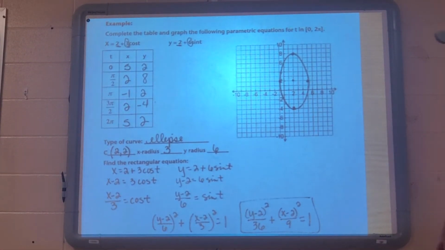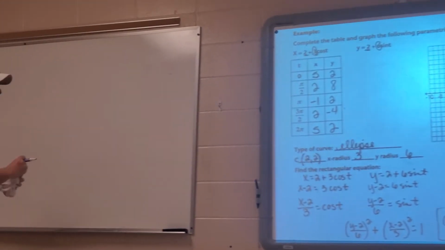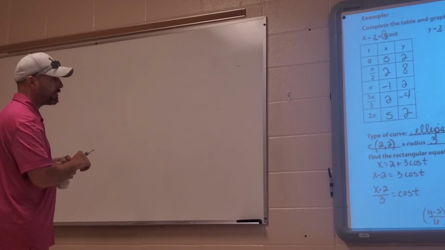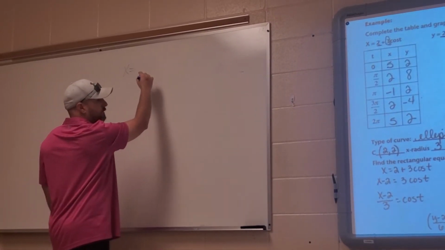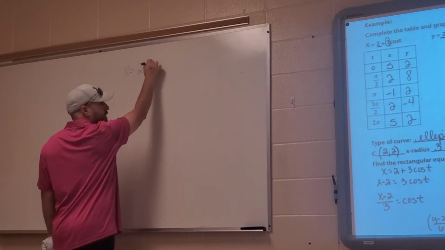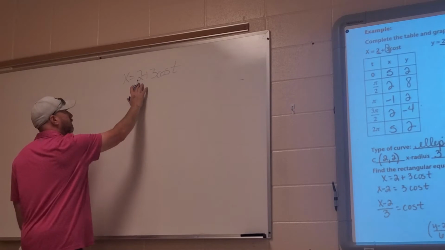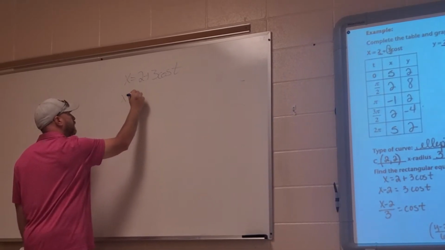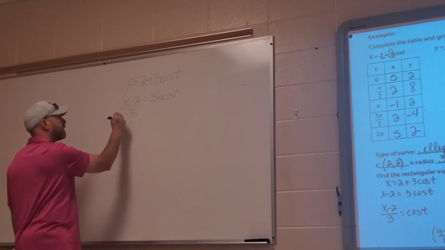So now, find the rectangular equation again. So we're going to have to solve it out for sine t and cosine t. So x equals 2 plus 3 cosine t. So now move your 2. x minus 2 equals 3 cosine t. And then divide by 3.